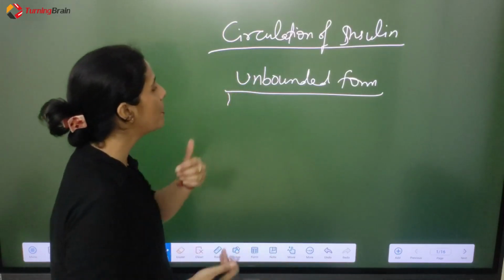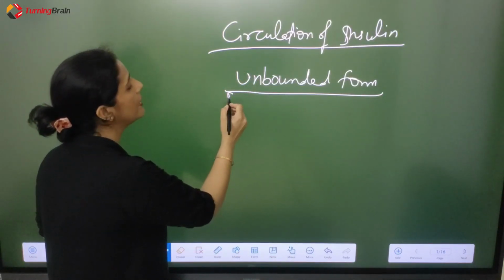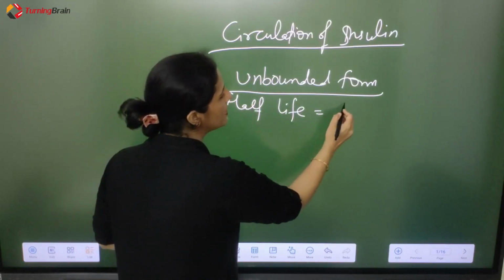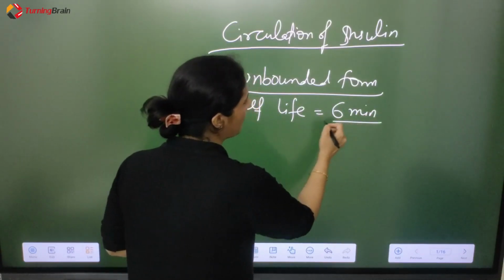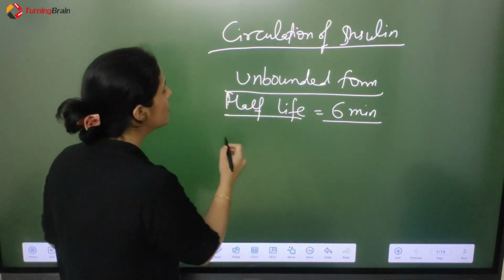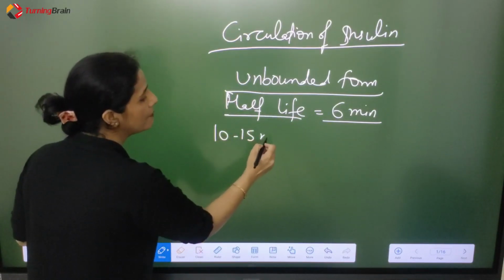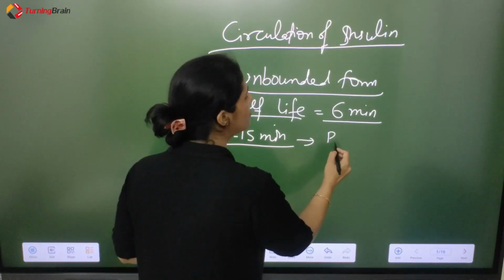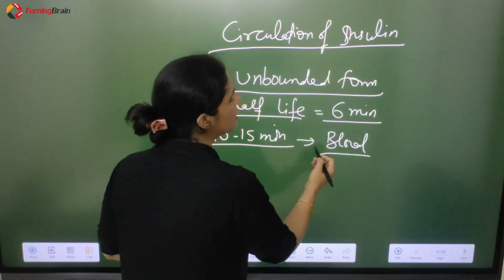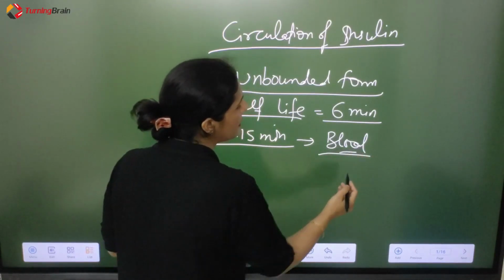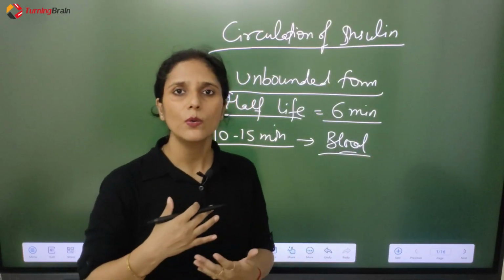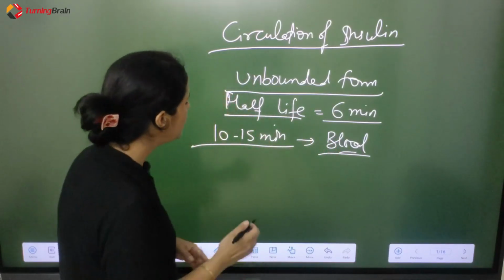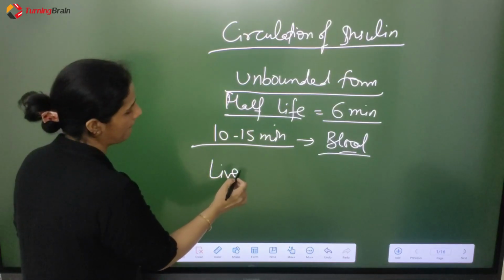But insulin circulates in the unbound form, and its half-life is very short, approximately 6 minutes. So in approximately 10 to 15 minutes, the blood concentration is very low, because it is metabolized. Where is it metabolized? It is metabolized mainly in the liver.